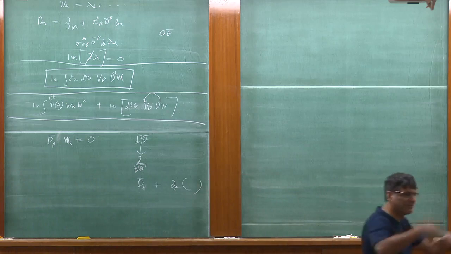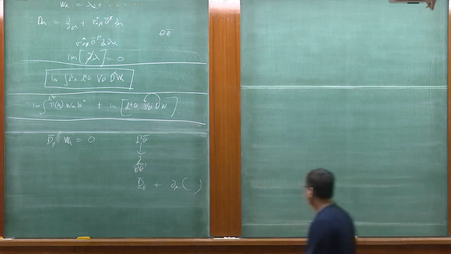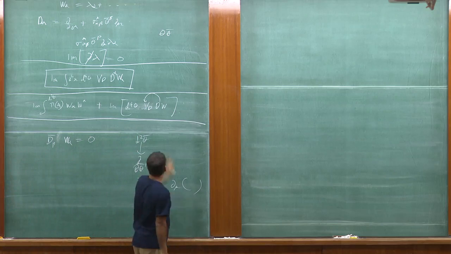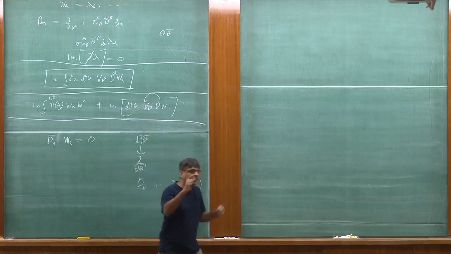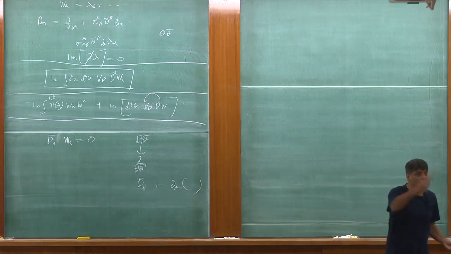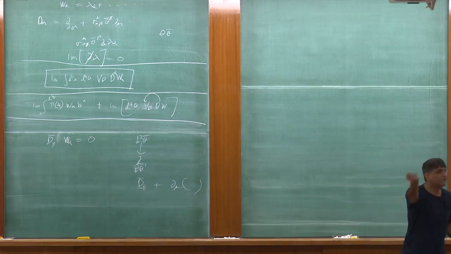Right? Total derivative we ignore. So this was d bar theta bar 1, but the d bar does not act on the w because w was chiral. Okay? So effectively, the two theta bar integrals can be traded for two d bars acting on V dual.